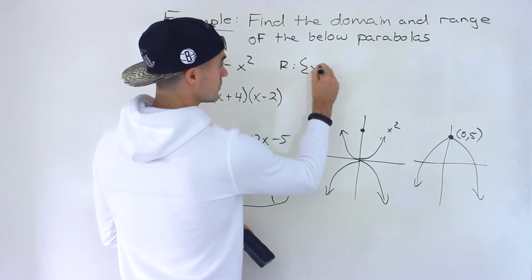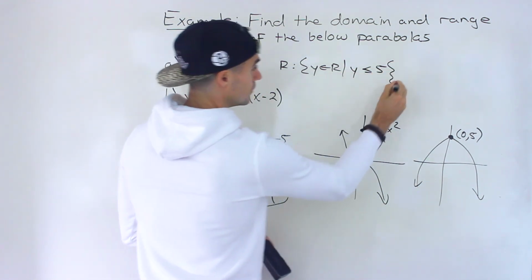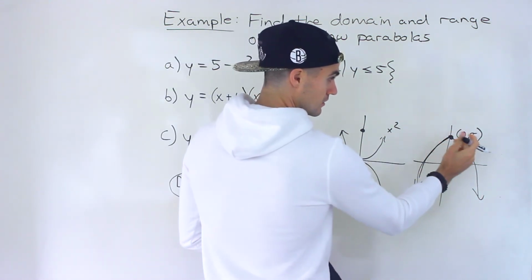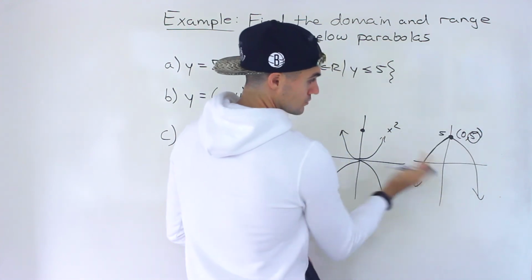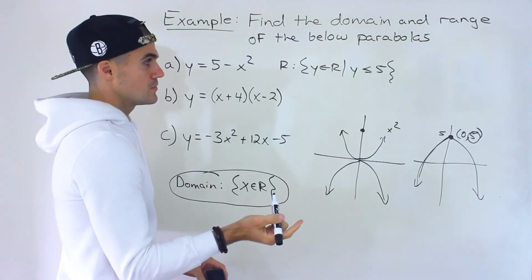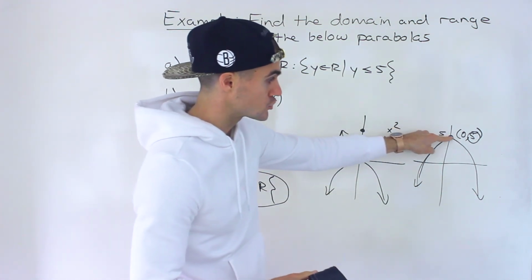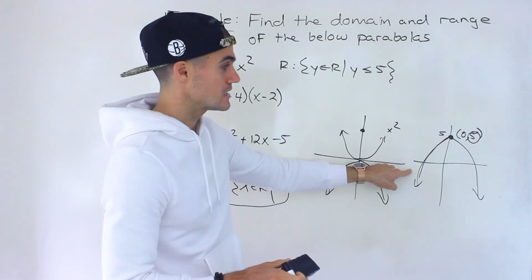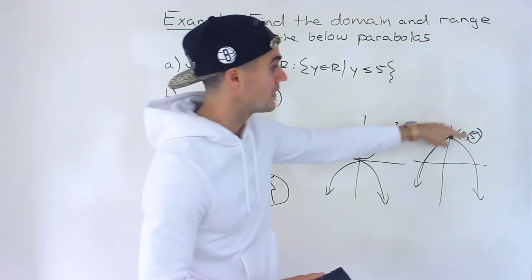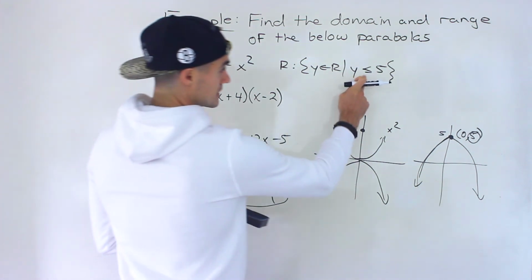From there, it's obvious to see what the range is going to be. Well, y can be any real number, but y has to be less than or equal to 5. All the y values have to be less than or equal to 5. So the range of a quadratic is always going to be y less than or equal to the y value of the vertex if the quadratic is opening down, like it is in this case, or y greater than or equal to the y value of the vertex if the parabola is opening up. In this case, it's opening down, so it's less than or equal to 5.